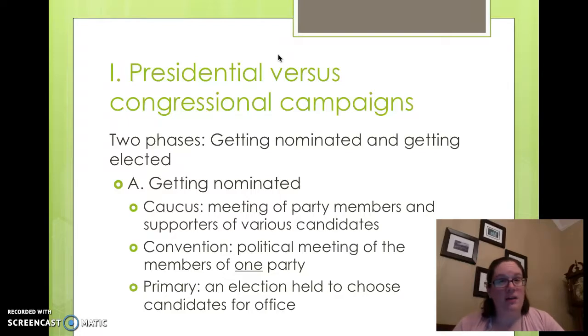If you want to get nominated, you've got to win the primaries. Each state has a primary election, an election held to choose candidates for office. The more primaries you win, the more likely you are to get nominated, because you will have delegates who have pledged their support to you and hopefully some superdelegates too.